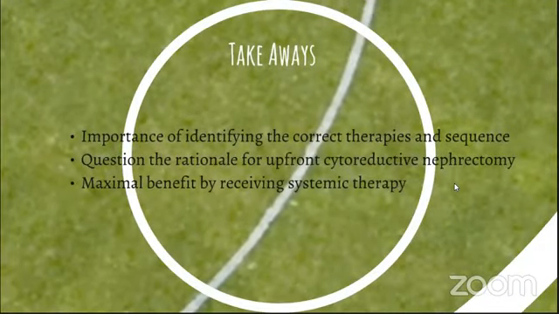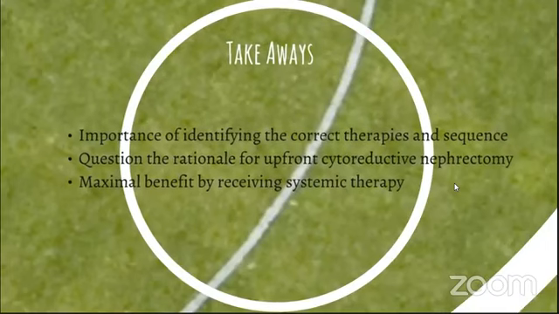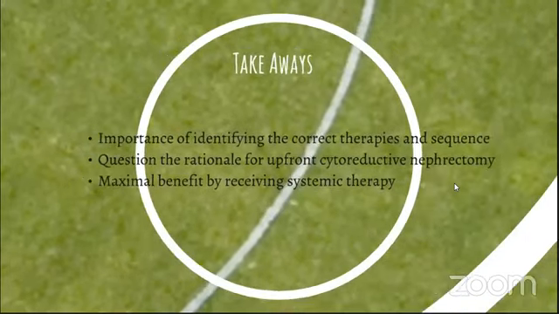The takeaway, especially of the CARMENA trial, is the importance of identifying the correct therapies and sequencing them on a case-by-case basis. Second, treatment remains multimodal, and trade-offs and patient preferences must be considered. SURTIME questions the rationale for upfront cytoreductive nephrectomy. And second, it does suggest that a subset of metastatic RCC patients will achieve maximum benefit by receiving systemic therapy as their initial treatment. Now we move into the immune checkpoint inhibitor era.